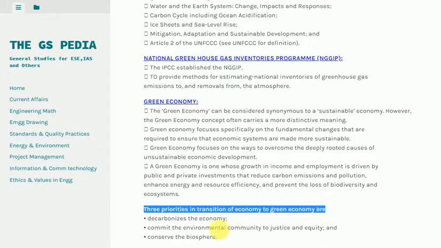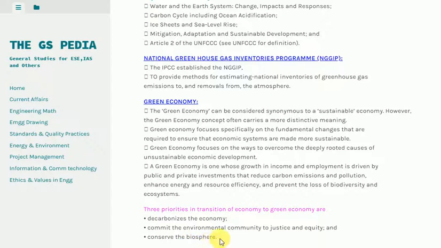Next we will discuss a new topic of energy and environment, which is environmental impact assessment.